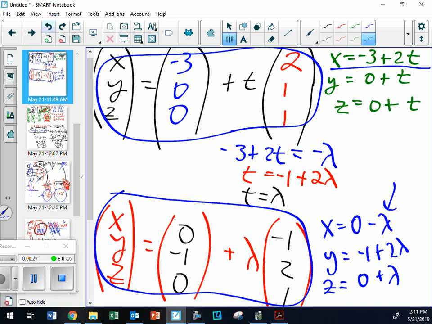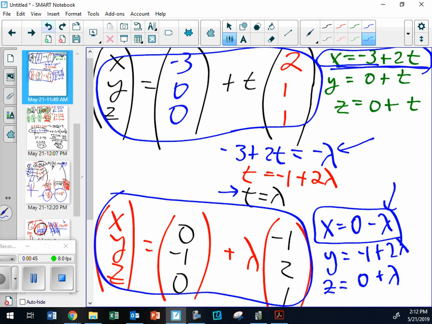And then we set the x equations equal to each other, these guys, and we made this equation. And then we did the same for the y's and then the same for the z's. This one had a very strange third equation, and it's kind of cool. It says that lambda equals t. So once you find t, you found lambda.